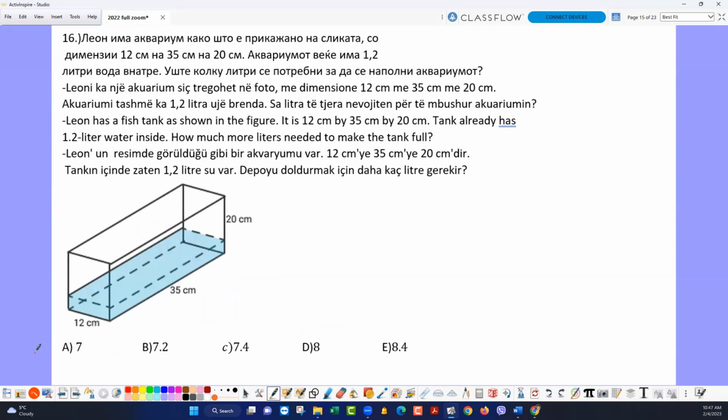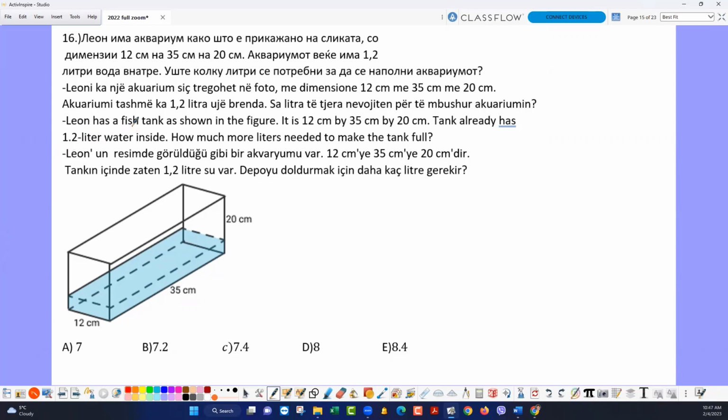Okay, here we have again a text question, but the main part of it is the volume of the solid, and also we are trying to find the conversion between liters and centimeter cubed. As you see, the tank already has water inside. Let me read the question first.